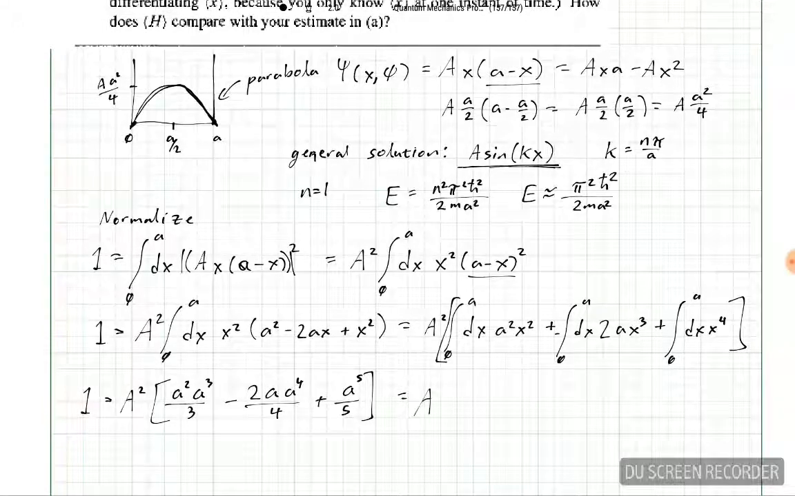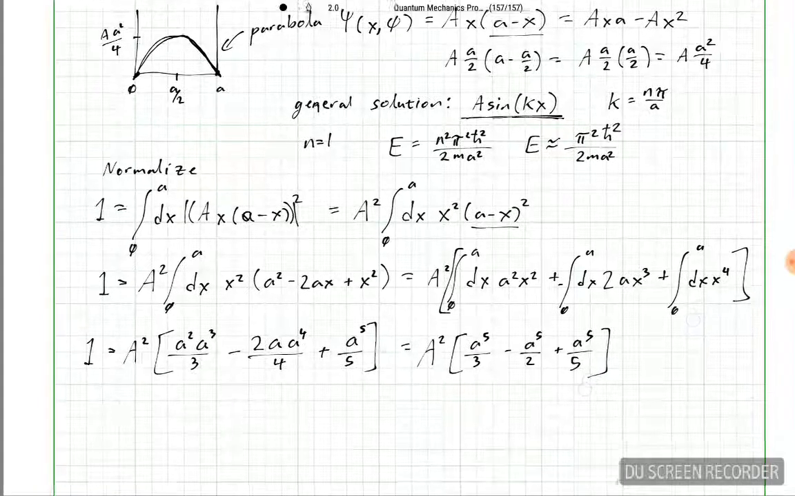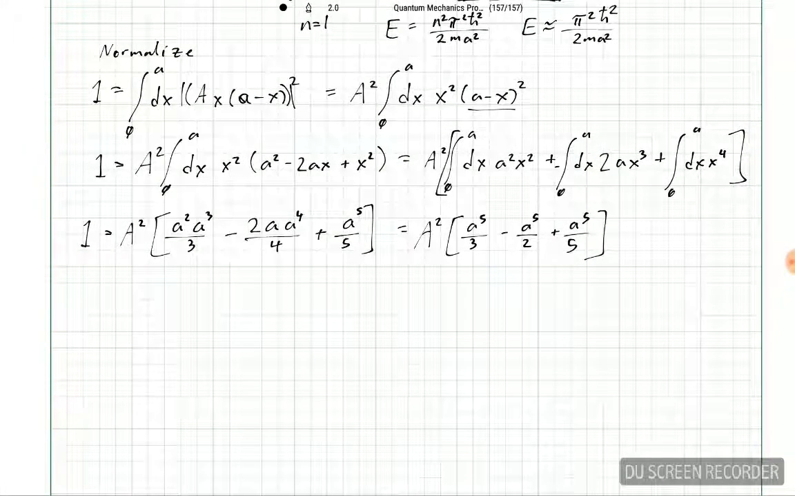So we can simplify that out, and we just get all a to the 5th. So that's minus 1/2. Which is good. We want to have certainly the same dimension. We don't want to have different units.